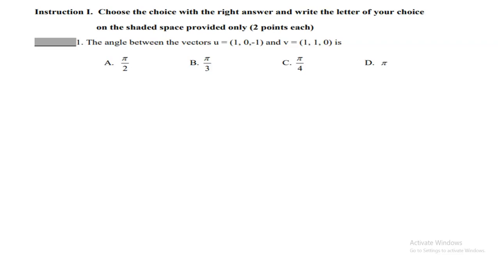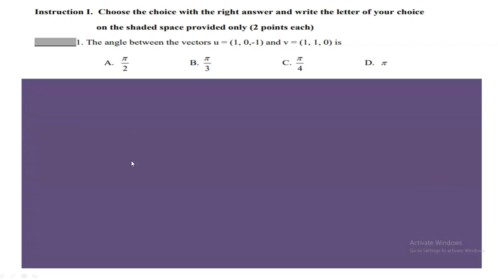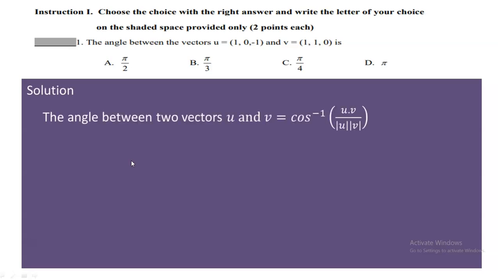It says find the angle between the vectors u = (1, 0, -1) and v = (1, 1, 0). As you studied, students, the angle between two vectors can be obtained by using this formula: cos inverse of the dot product of the two vectors divided by the product of the two norms. The vectors must be non-zero in order to have a meaningful output here.